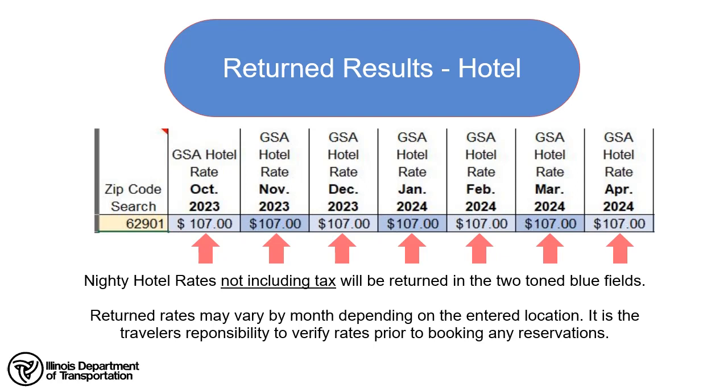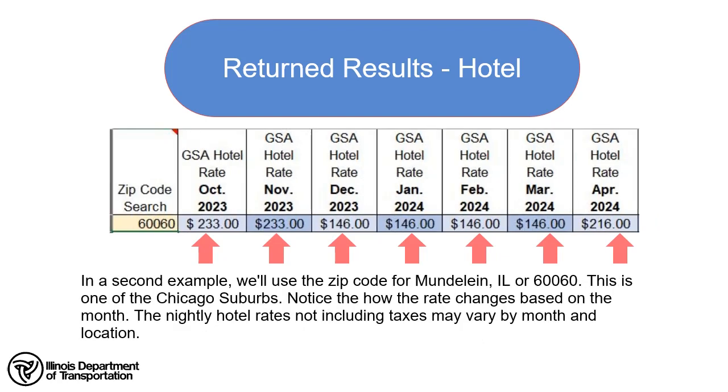One thing to be aware of when traveling: travel dates that span months may have one or more hotel rates depending on location. In a second example, we'll use the zip code for Mundelein, Illinois or 60060. This is one of the Chicago suburbs. Notice how the rate changes based on the month. The nightly hotel rates not including taxes may vary by month and location.